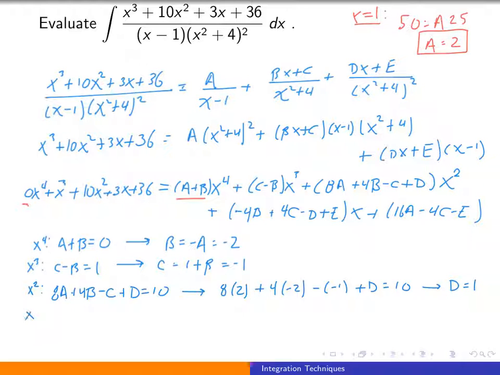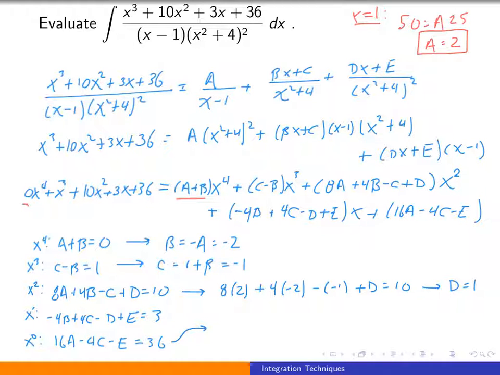Then looking at the coefficients of the x term, we have from the right minus 4b plus 4c minus d plus e equals 3. And then looking at the constant term, we have 16a minus 4c minus e is equal to 36. And at this point, we can use either of these equations to solve for e, but the bottom one only involves 3 constants, the a, the c, and the e, as opposed to the top one. So I'll just go ahead and work with the simpler equation.